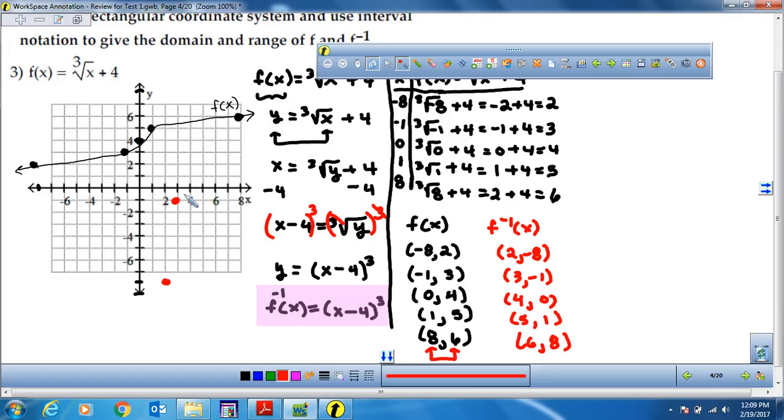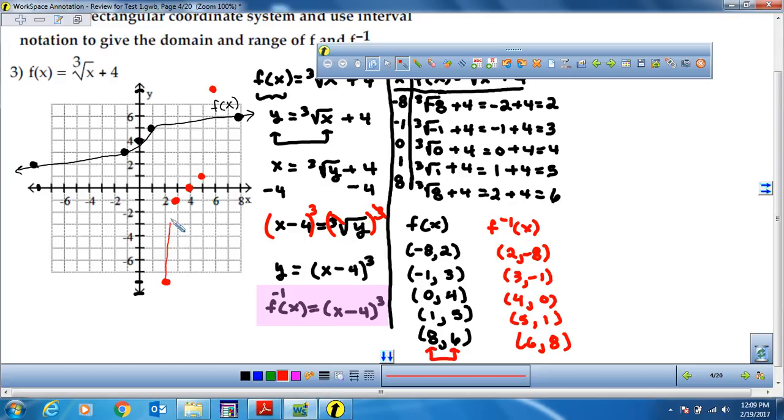Then the next one is going to be (4, 0), which is here. Then it's (5, 1), which is here. And the last one is (6, 8), which is going to be up here. Okay, so if we connect it, this is the way the inverse of this is going to look. So let me kind of slant it to get from here.